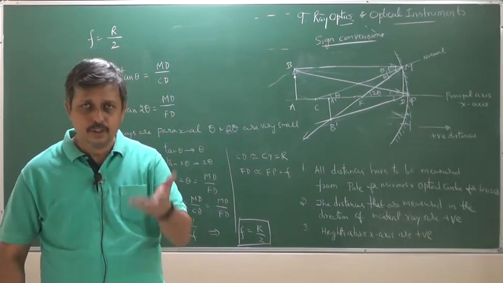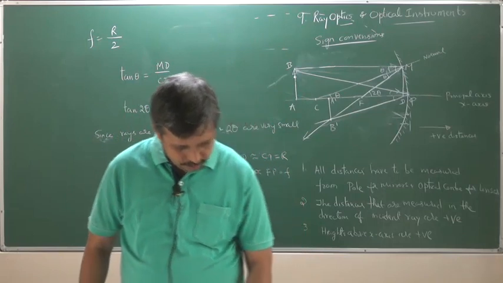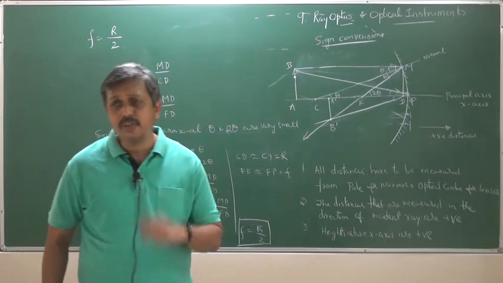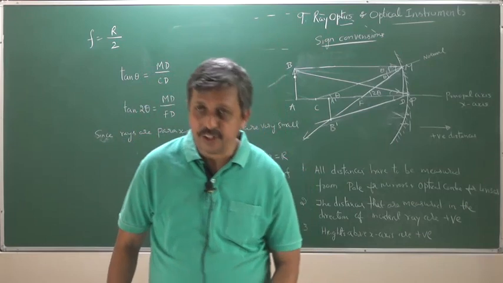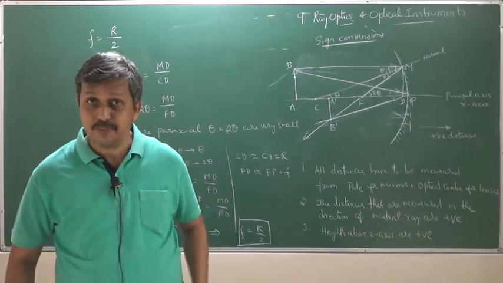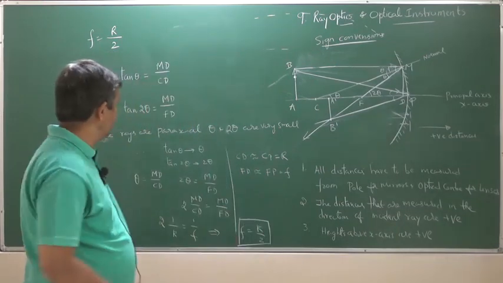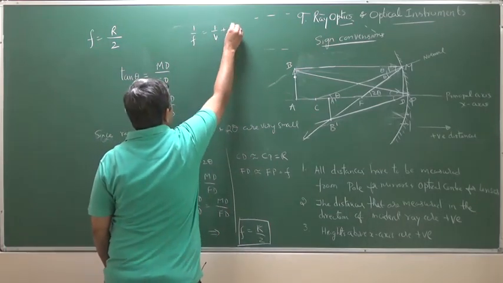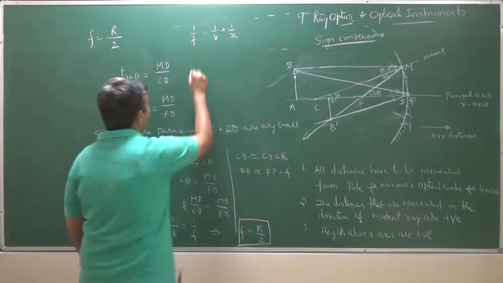You may be asked to do this in some test or exam and it is quite easy to do. Now we have to do the mirror equation. We already know what the mirror equation is; we have done it in the earlier classes. It is 1 by F is equal to 1 by V plus 1 by U. We need to prove this. This is called the mirror equation.